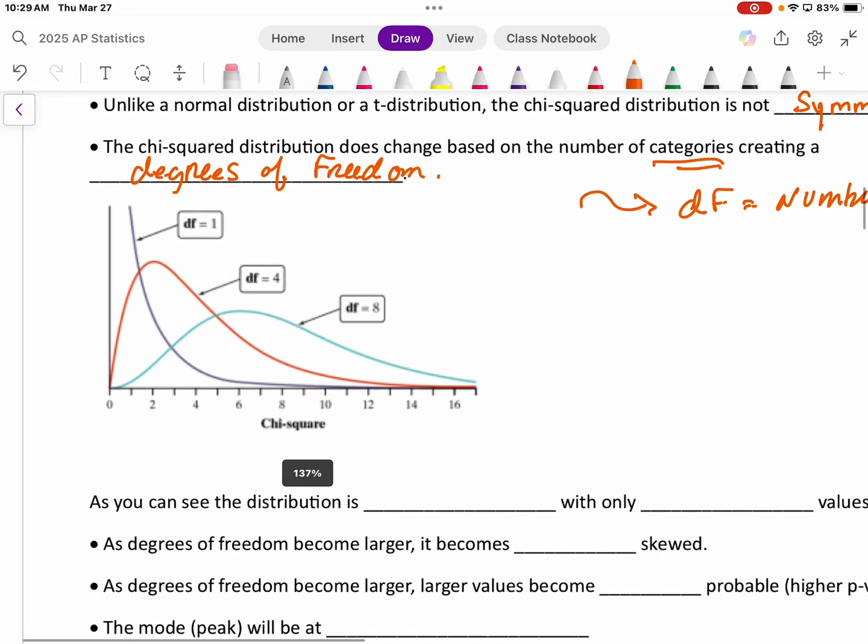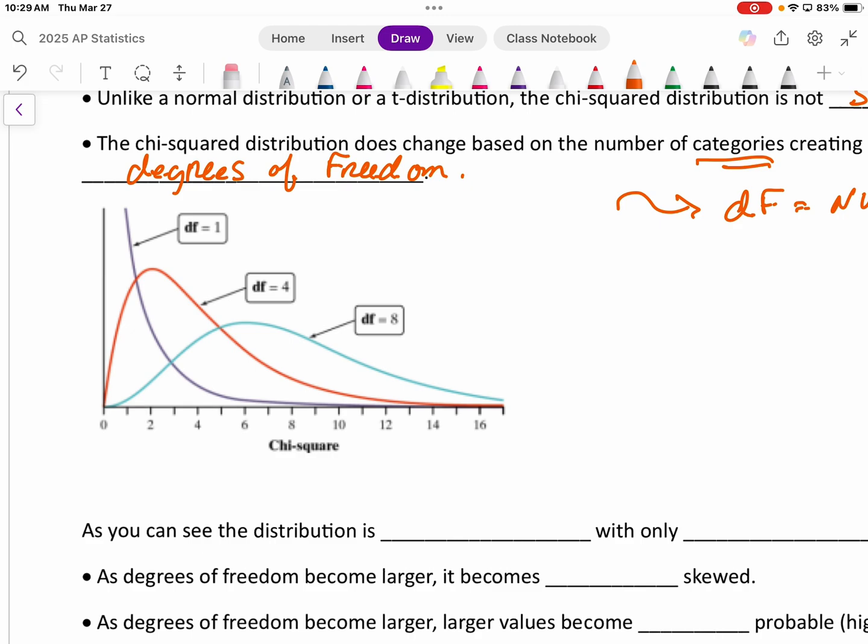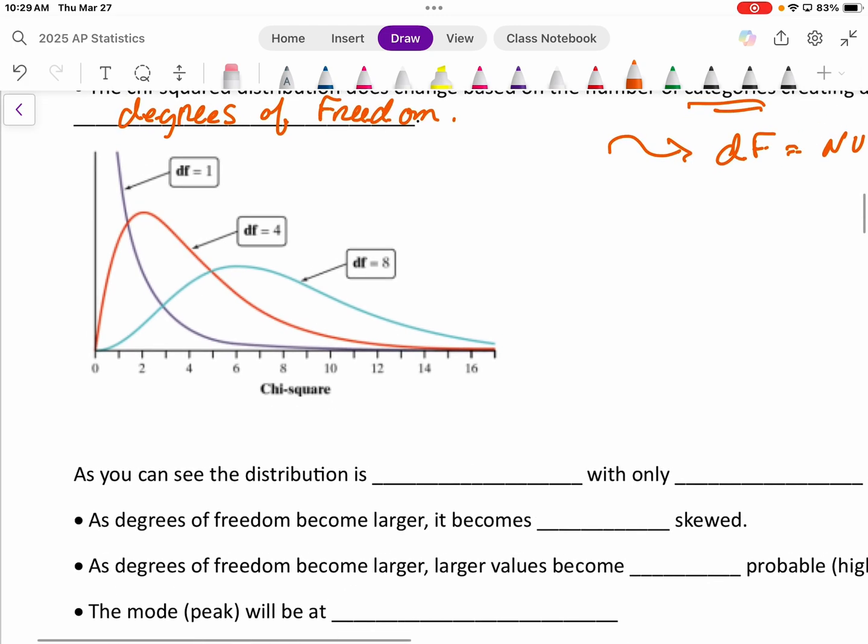Here's what they show the chi-squared graph looks like based on a degrees of freedom of 1. And as the degrees of freedom increase, notice that with a degrees of freedom of 1, it looks almost like an exponential decay graph, sloping down to the right. Again, very skewed. Even with a degrees of freedom of 4, it's still skewed right, and even on the degrees of freedom of 8, it's still skewed right.